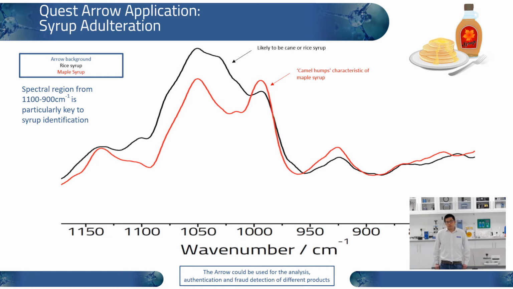Very often manufacturers could adulterate the higher value maple syrup with a lower value syrup like cane or rice syrup, as seen in the black spectrum. And so the Arrow or other spec accessories like the Diamond Puck or Pearl, for example, could be used for the analysis and authentication and fraud detection of different product types like syrup or honey or milk or olive oil, as we've touched upon already.